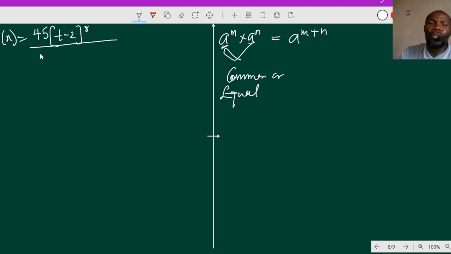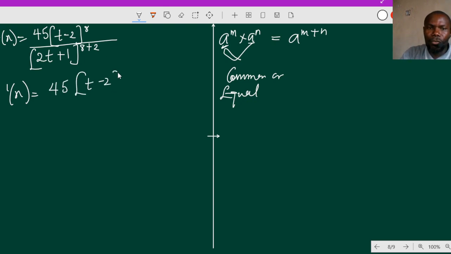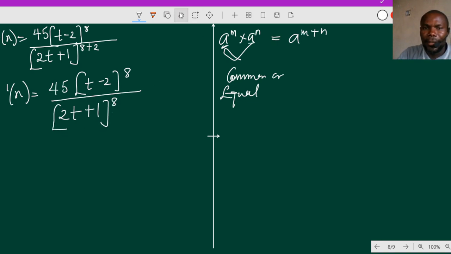So therefore, it will now be 2t plus 1 onto 8 plus 2. So the g of x is now 45 onto t minus 2 raised to power 8 over 2t plus 1, all raised to power 10.